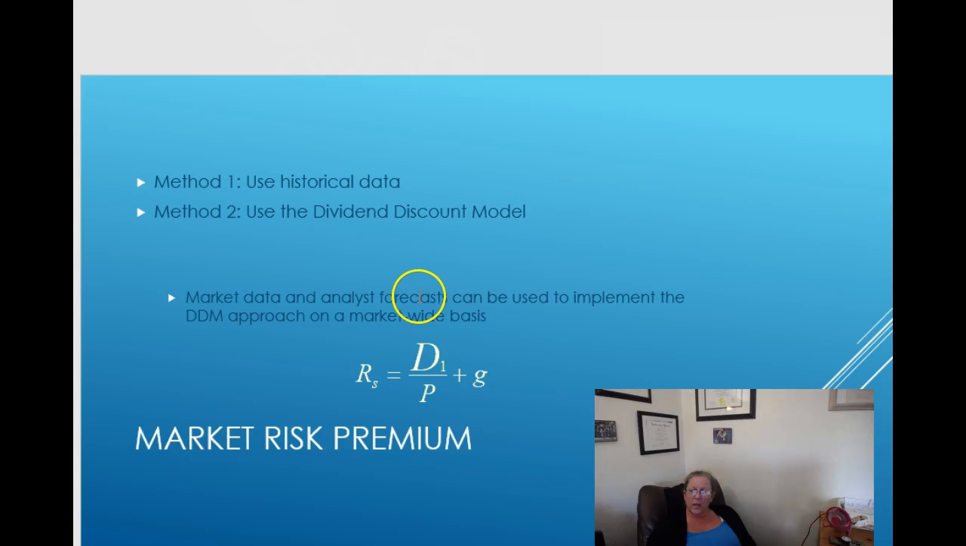So method 1, you would use historic data, and method 2, you can use the dividend discount model. Market data and analyst forecasts can be used to implement the DDM approach on a market-wide basis. So the return on the stock is equal to D sub 1 divided by the price plus the growth rate, and this will give you your market risk premium.